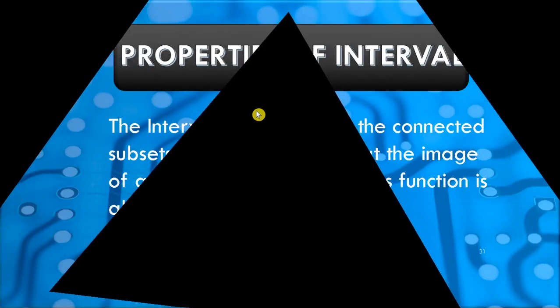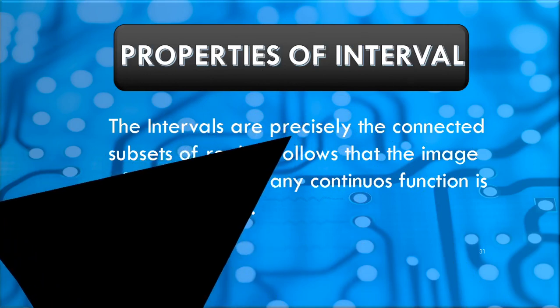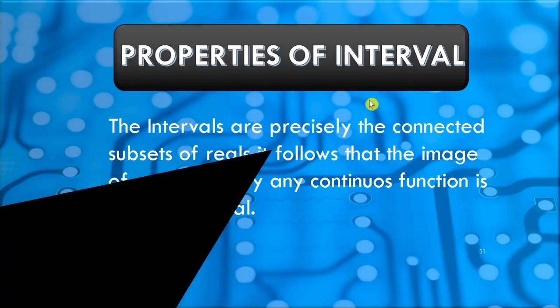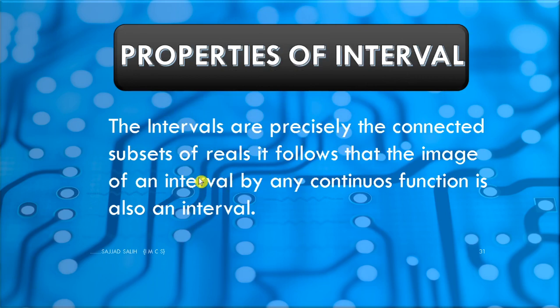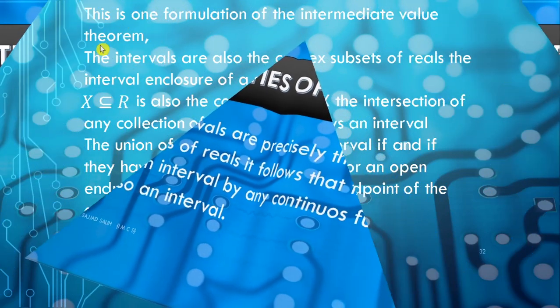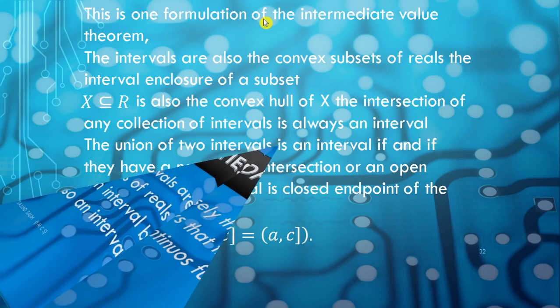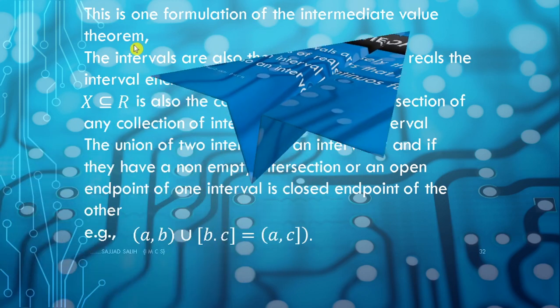So here are the properties of intervals. The intervals are precisely the connected subsets of the reals. It follows that the image of an interval by any continuous function is also an interval. Okay, so here is our second page. This is one formulation of the intermediate value theorem.